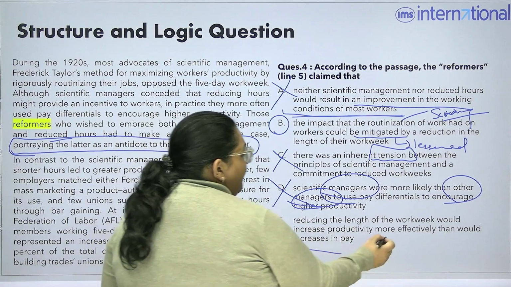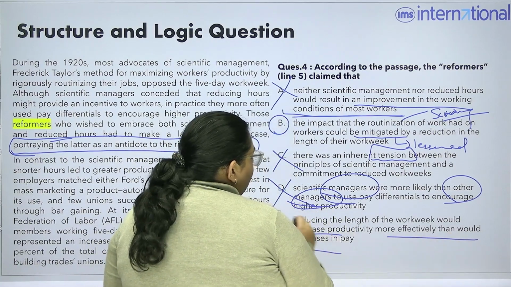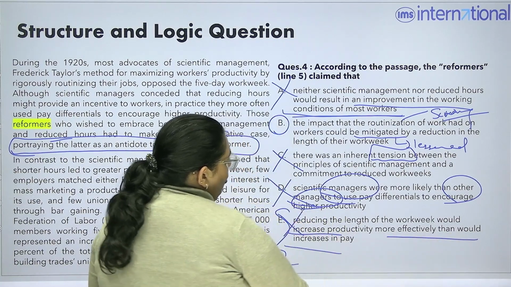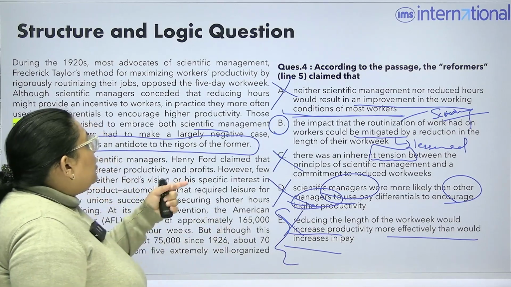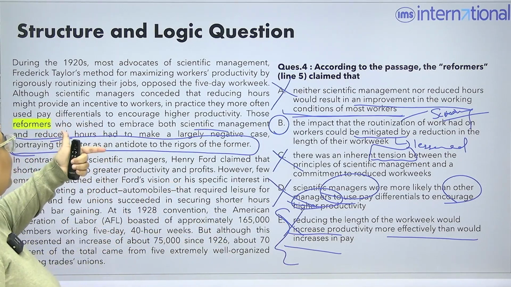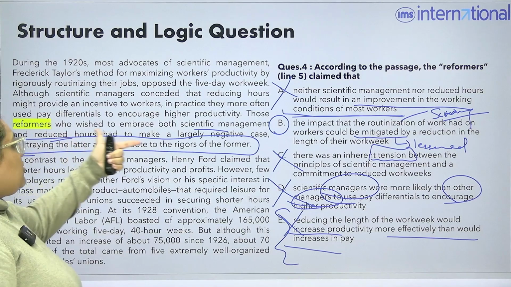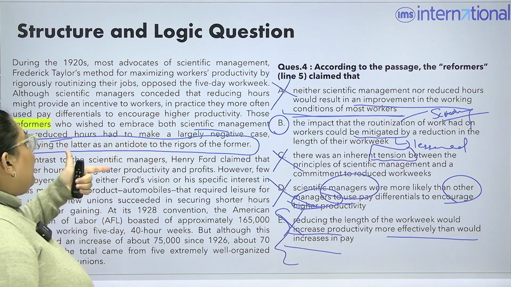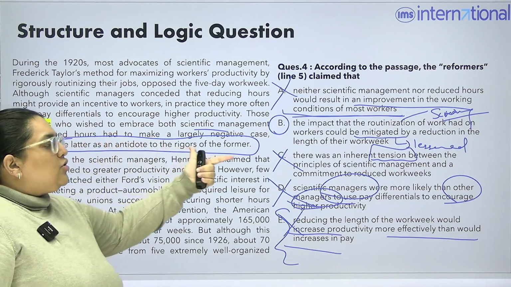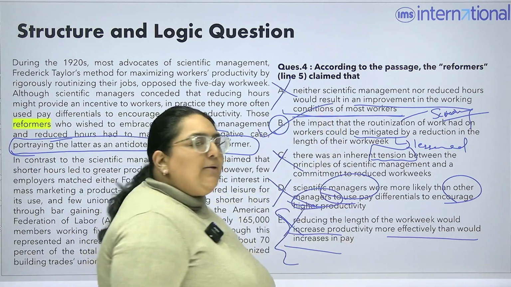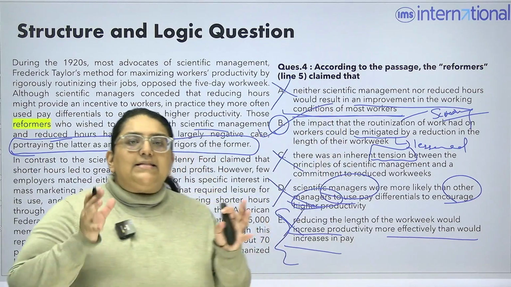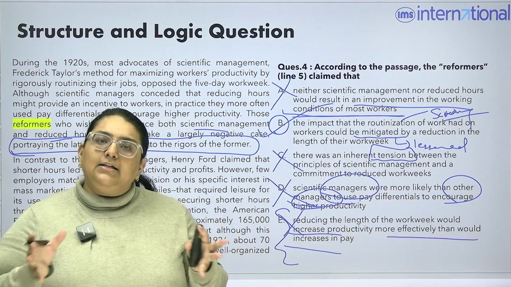And E: reducing the length of the work week would increase productivity more effectively than would increases in pay. Did we ever compare this? Are the reformers comparing this? No. So what are the reformers saying? That in order to showcase reduced hours in a positive light, they had to make it an antidote to the rigors of scientific management, which is mentioned in option B. So we can safely mark B as the correct choice.